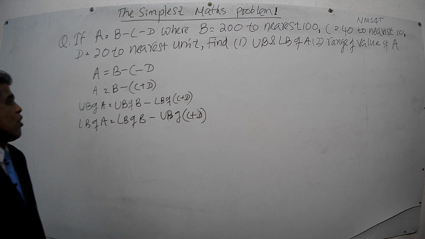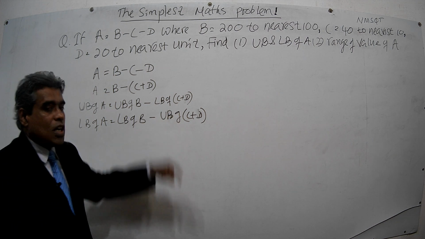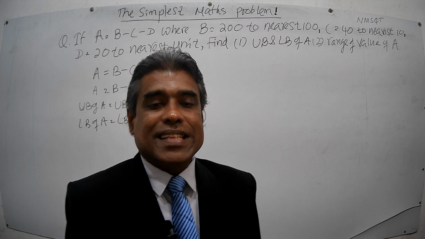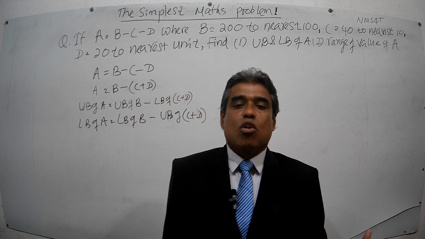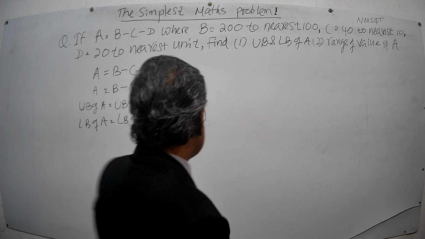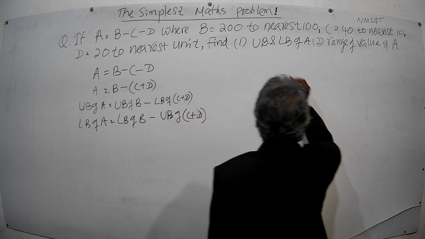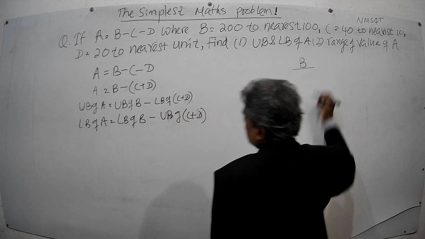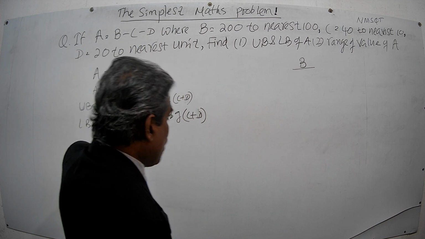Now the lower bound of C plus D, that is a sum. Lower bound of a sum equals the sum of the lower bounds of the two numbers that are added in the sum. Upper bound of a sum equals the sum of the upper bounds. So therefore now you write upper bound of B. For B, we calculate this working, the upper bound and lower bound, calculating both of the bounds, right?